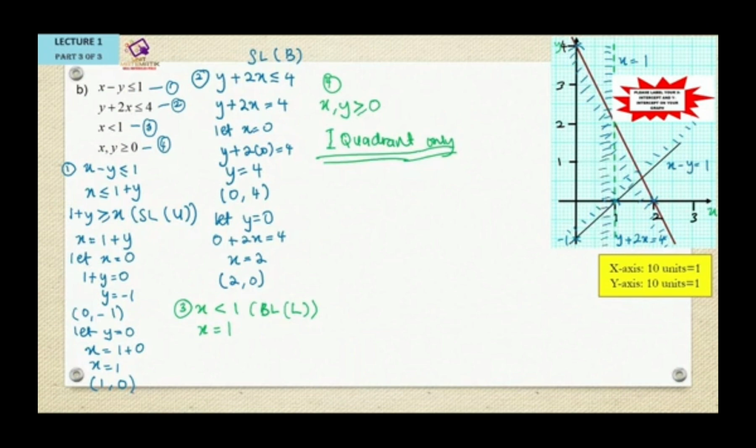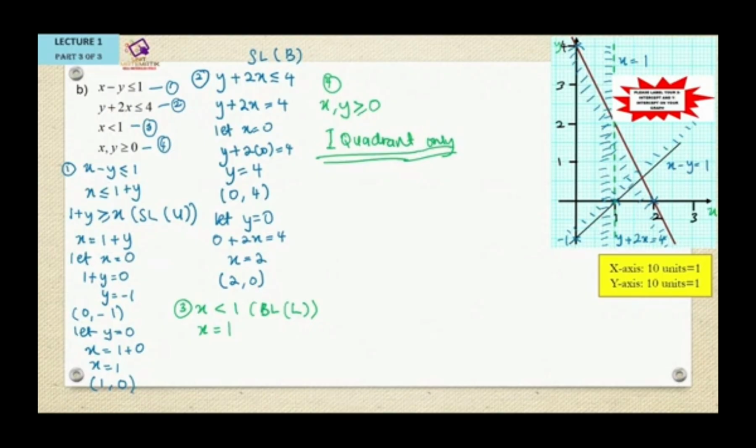Next, for the fourth inequality, you must ensure that your region is in the first quadrant only. So the first quadrant is here. Okay, students? This is the first quadrant.